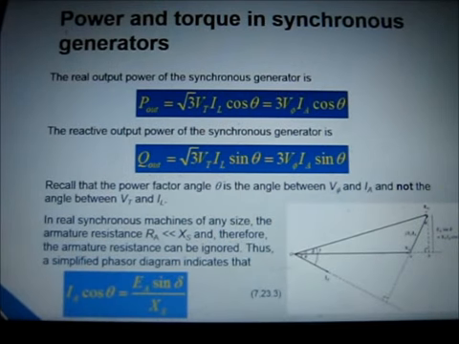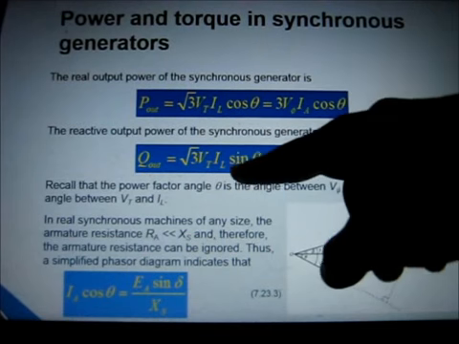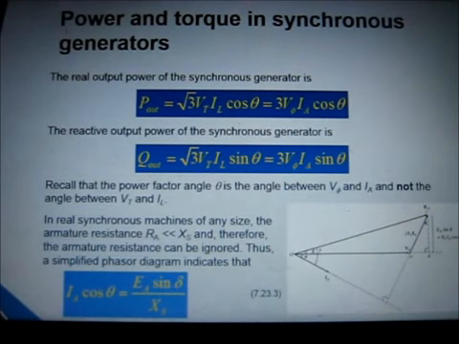Now the real output power of the synchronous generator is given as √3 Vt IL cos phi, that is equal to 3 V phi Ia cos phi, and the reactive output power is given as Q, that is √3 Vt IL sin phi. This is just the difference, cos phi and sin phi, between the real power and the reactive power. Real power is the power which we use, and the reactive power is the power due to the inductive circuits.